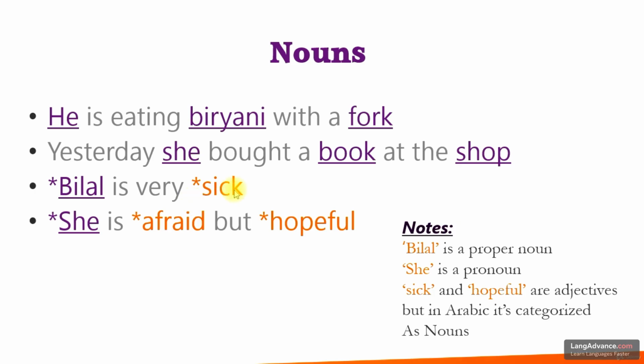Third, Bilal is very sick. Bilal is a proper noun. And lastly, we have she is afraid but hopeful. She is a noun. Notice that I've written sick, afraid, and hopeful in orange. This is because they are adjectives. Sick, afraid, and hopeful are adjectives. And in Arabic, adjectives are classified into the category of nouns. So in Arabic, the word for sick, for example, maridun, is an adjective, and it's part of the category noun. Same for afraid in Arabic, and hopeful.